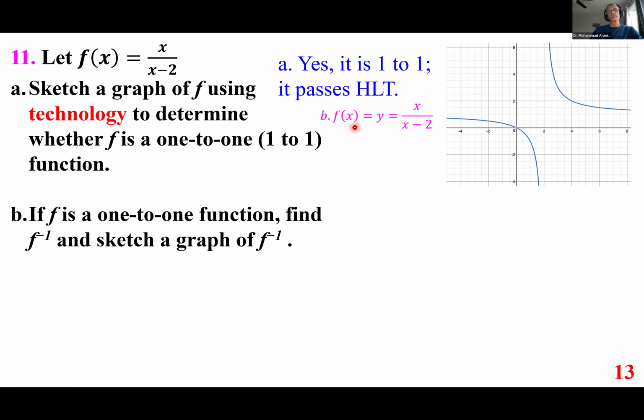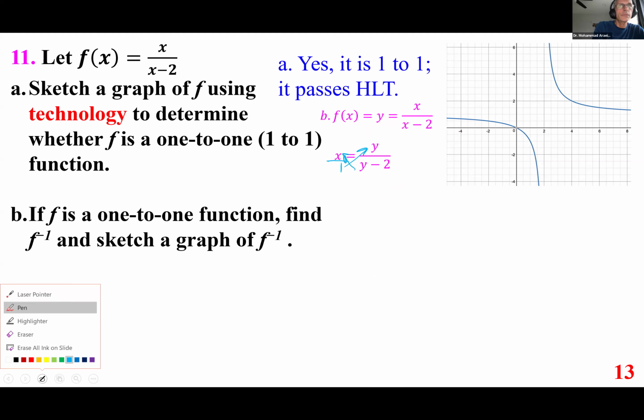Number one. Number two, we're going to interchange x and y. So this becomes x, this becomes y. Right here, we have found the inverse. However, we are going to solve for y. To do so, we do the cross product.